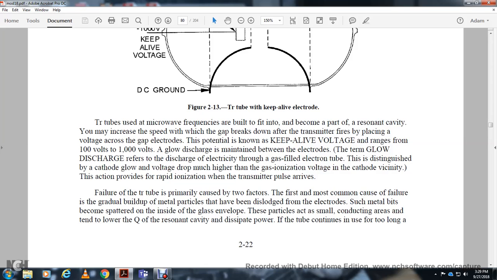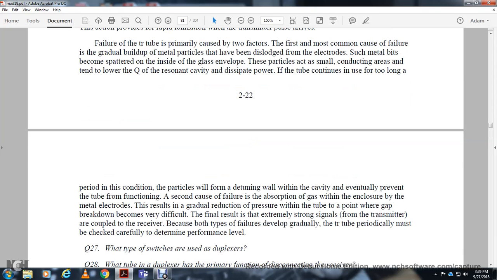The transmit-receive tube primarily covers two failure modes. The first is a gradual build-up of metal particles dislodged from the electrode. Some of the metal bits are splattered inside the glass envelope, becoming conducting particles that lower the merit of the resonant cavity and dissipate power. If the tube continues to be used too long, the particles form in the tuning wall of the cavity, eventually preventing the tube from functioning.